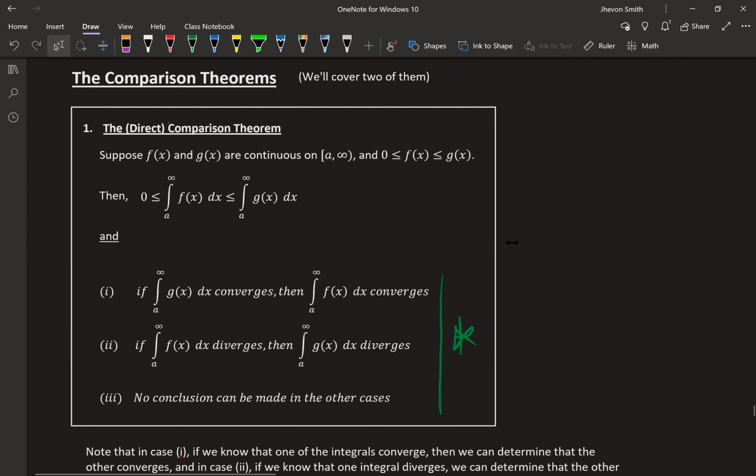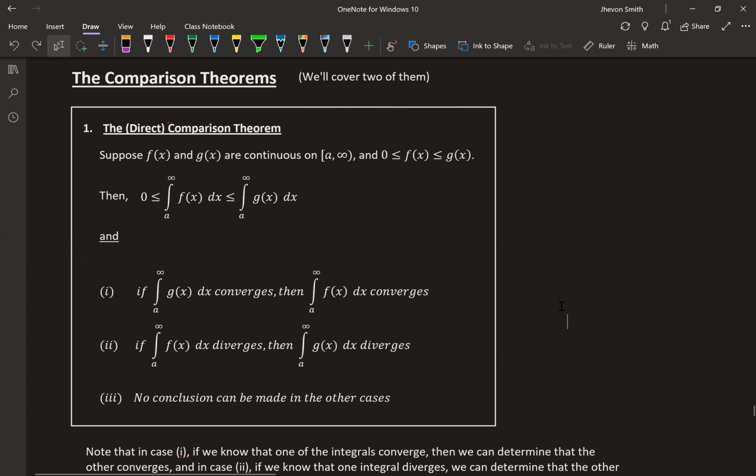Conversely, if the smaller integral diverges, then it's going to force the bigger one to diverge. Okay, so here, notice in this scenario, our integrals are always positive, right? Which means if your f diverges, it's going to diverge off to infinity. So here, if this guy goes off to infinity, what's going to happen to the guy on the right? Well, he also has to go off to infinity because he always has to be bigger than or equal to the guy in the middle.